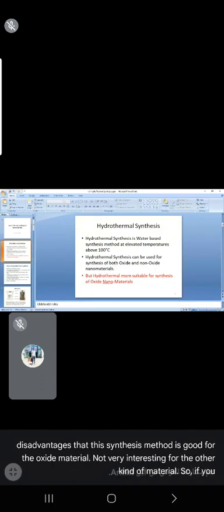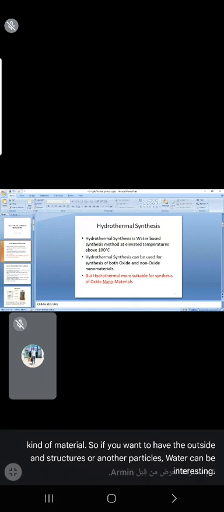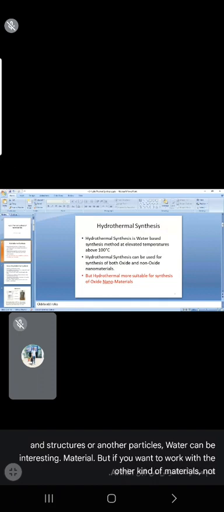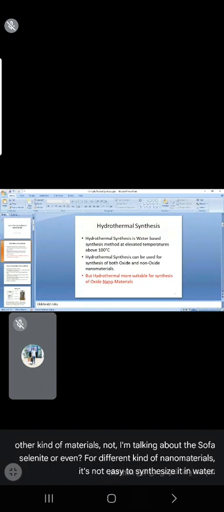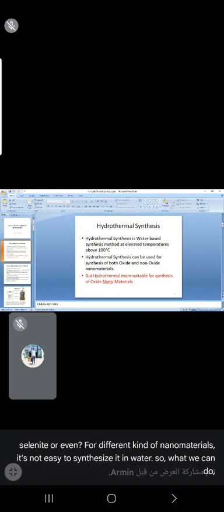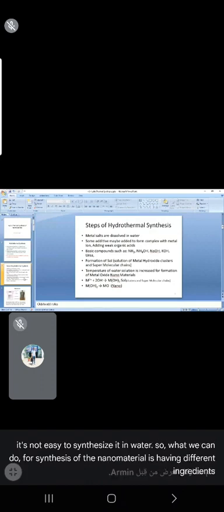So if you want to have oxide nanostructures or nanoparticles, water can be interesting. But if you want to work with other kinds of materials, I'm talking about sulfides, selenides, or even different kinds of nanomaterials, this is not easy to synthesize in water. So what we can do for synthesis of the nanomaterial is having different ingredients all in water. All your ingredients should dissolve in water.